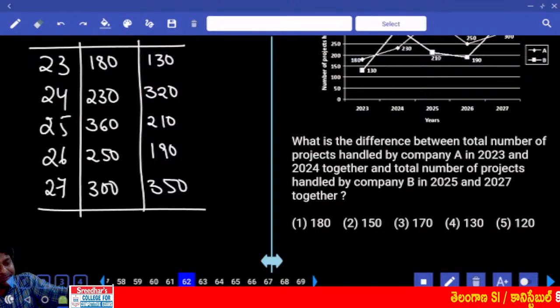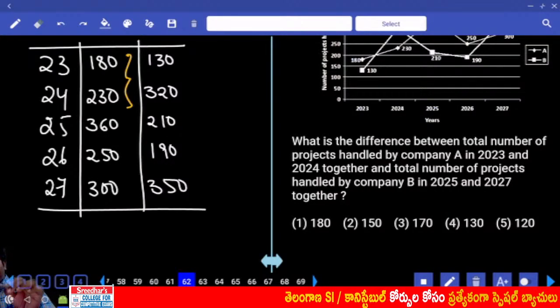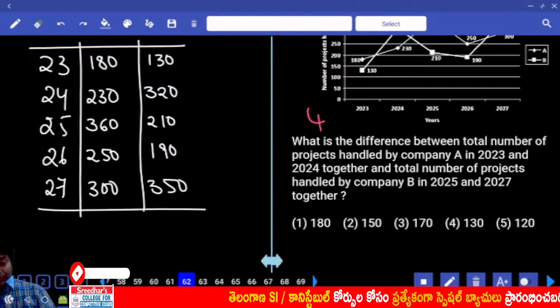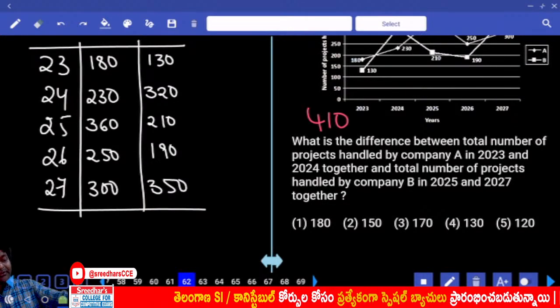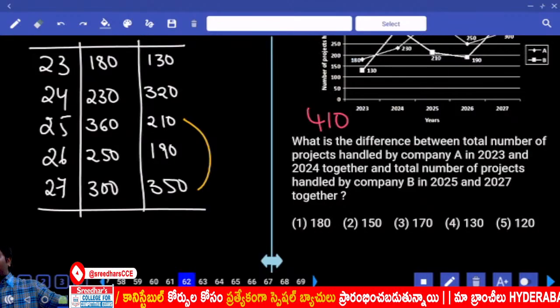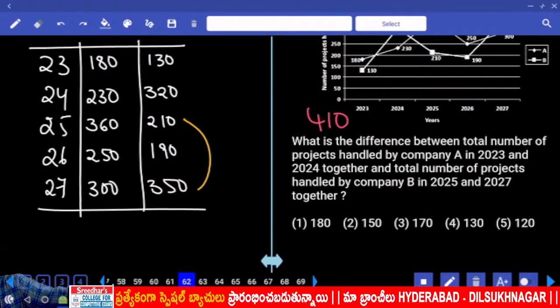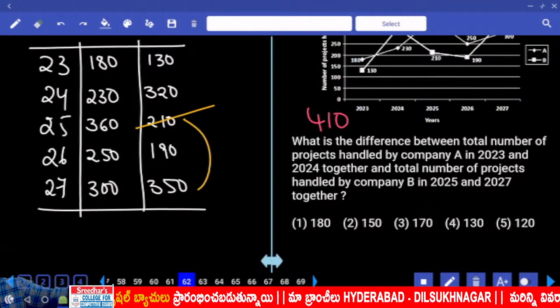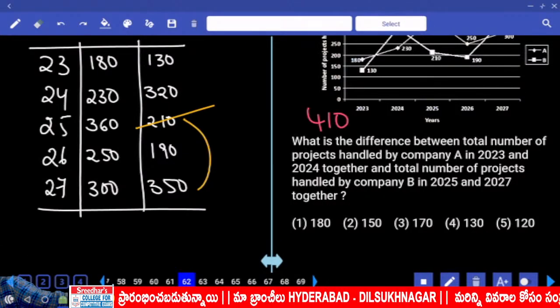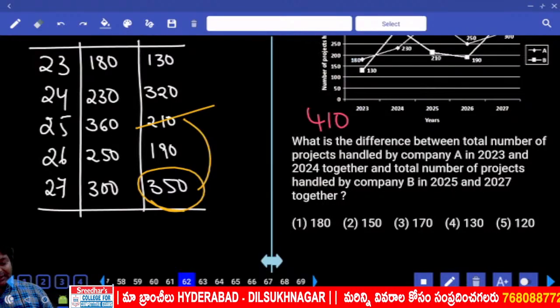What is the difference between the total number of projects handled by company A in 23-24 together, 410, and B in 25-27 together? Wait a minute, don't calculate. Already we know our total. I'll subtract 210 here. How much more do we have to subtract? Subtract 200 from this number and tell me the leftover. That itself is your answer.